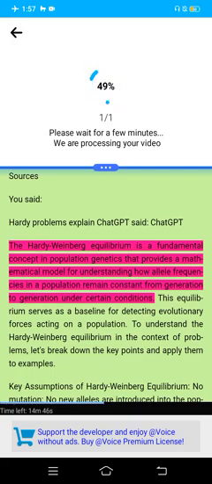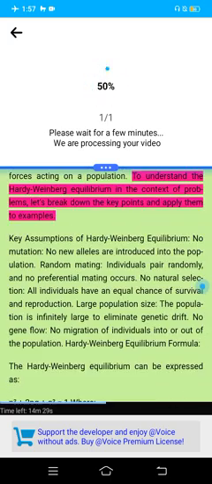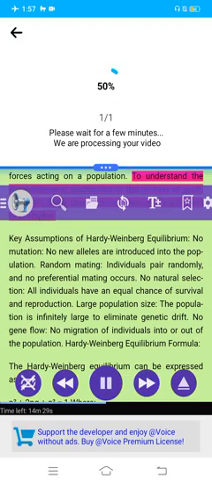The Hardy-Weinberg equilibrium is a fundamental concept in population genetics that provides a mathematical model for understanding how allele frequencies in a population remain constant from generation to generation under certain conditions. This equilibrium serves as a baseline for detecting evolutionary forces acting on a population. To understand the Hardy-Weinberg equilibrium in the context of problems, let's break down the key points and apply them to examples.